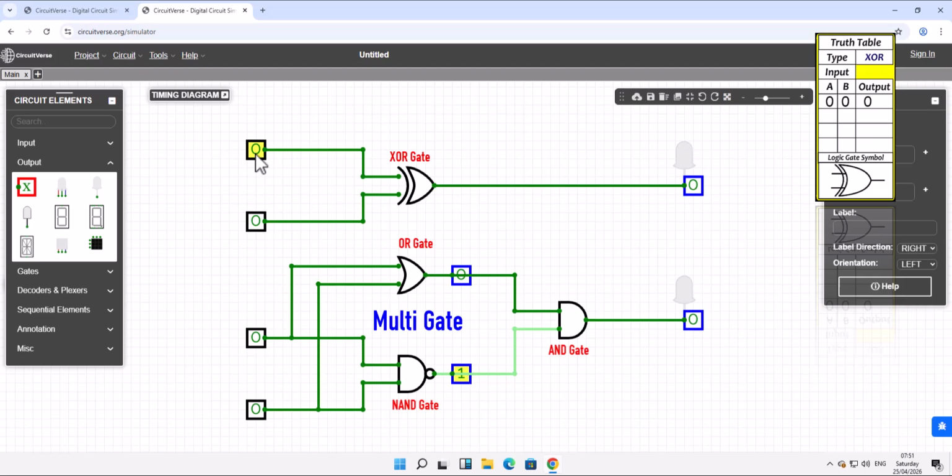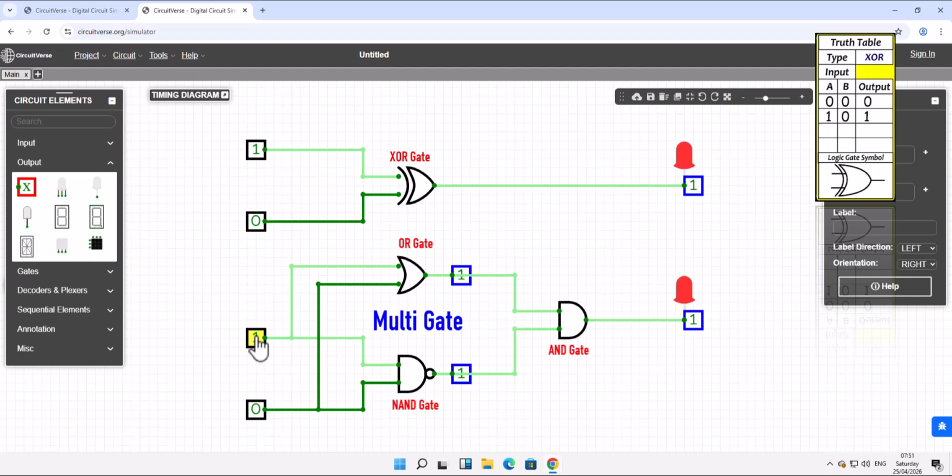Now when the input to the XOR gate is 1 and 0, the output is 1. If we look at our multigate, the input to the NAND gate is 1 and 0, which means an output of 1. Whilst the input to the OR gate is also 1 and 0, that results in a 1. Therefore, the input to the AND gate is 1 and 1, which means the output is 1.